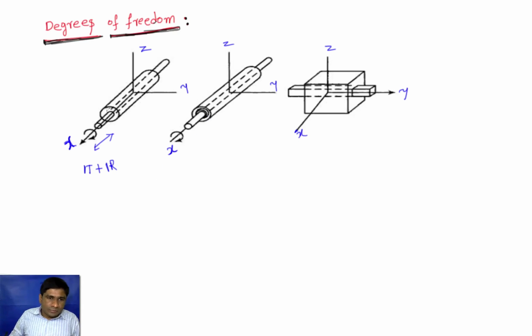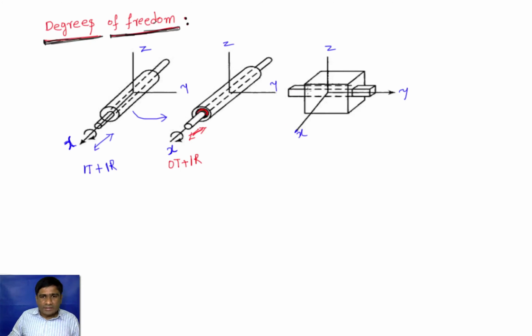And in this case, it is the same, but here we kept one collar. Why did we keep this collar? So that it prevents the translation along the x-axis. So here translation is arrested and we have only one rotation about the x-axis. So here 0 translations and one rotation.